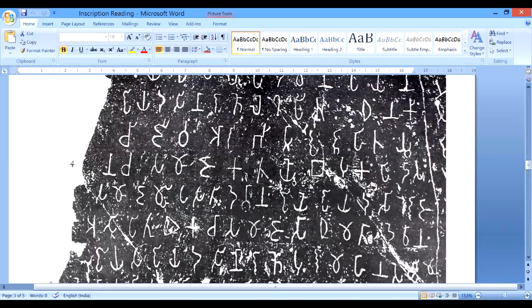No, no, it is a line. You can see the same line coming down. Okay, so le, and you can say lekha pita.